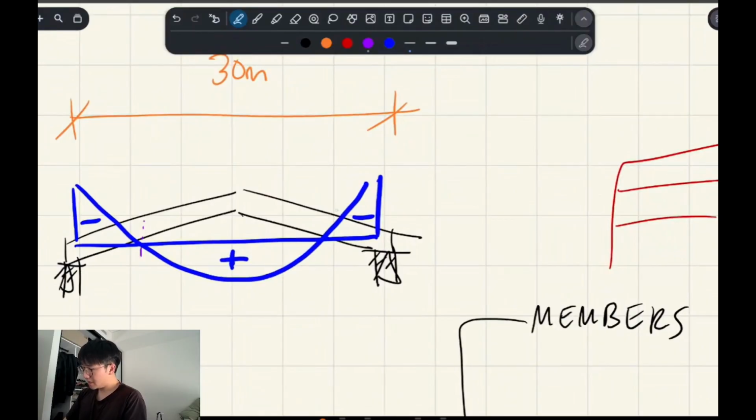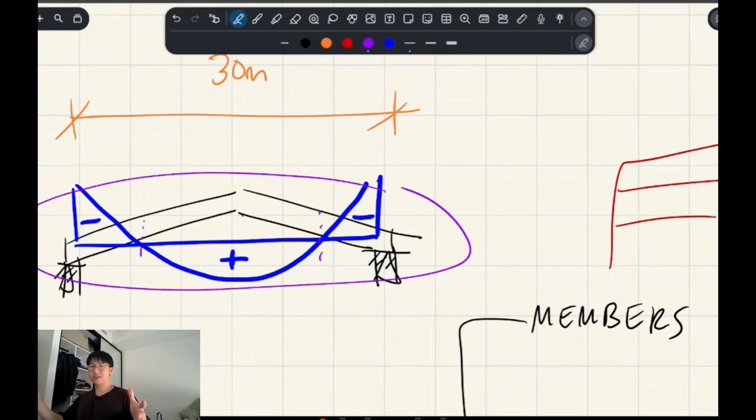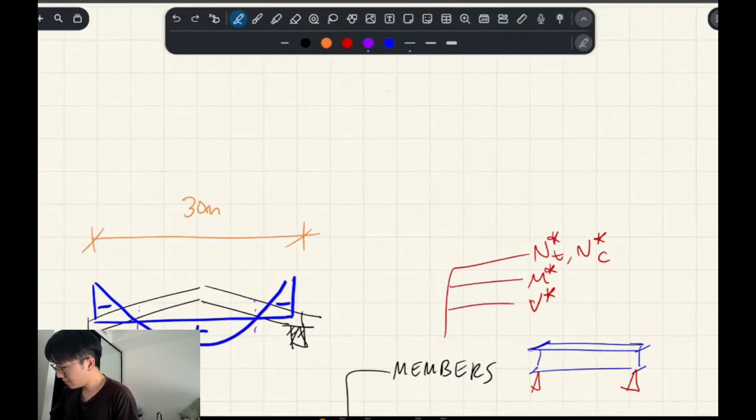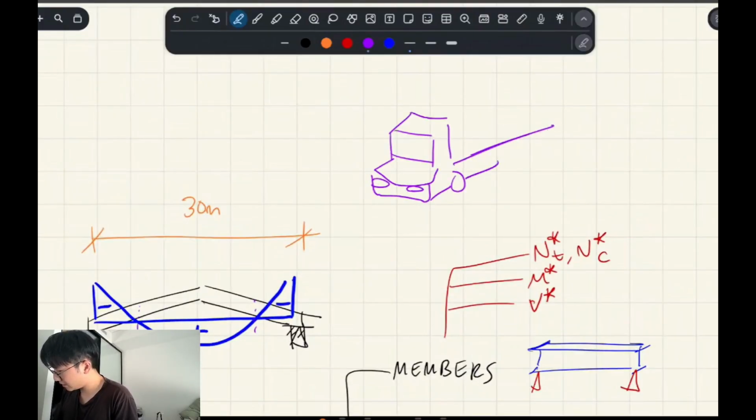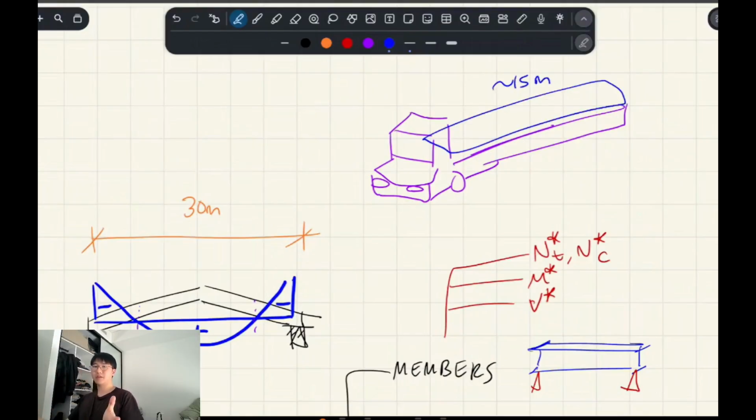Typically where we have zero bending moment, these are called our inflection points. So it's basically a zone where you're predicting effectively zero bending moment. And these are good points to splice this member together, because a beam that's 30 meters long can't be delivered on a truck. The truck itself, I'm going to try to draw a truck. It can only really deliver members that are about 15 meters long, something in that ballpark.